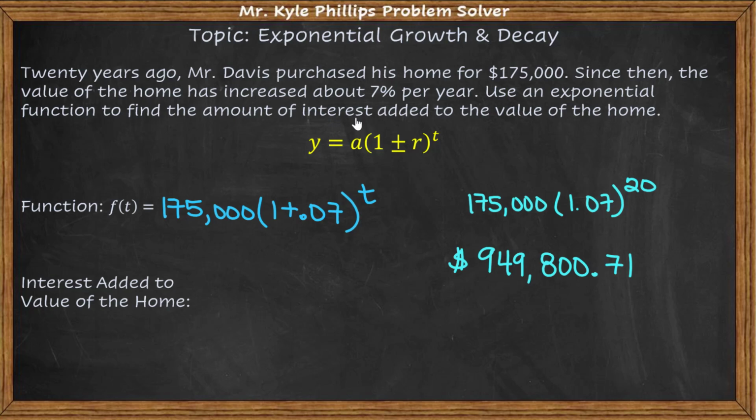So I'm going to say 949,800.71, and I'm going to subtract 175,000. So the amount of interest added to the value of the home is $774,800.71. So Mr. Davis has done very well and lives in an excellent neighborhood with a phenomenal school system if we are increasing 7% consistently every year.